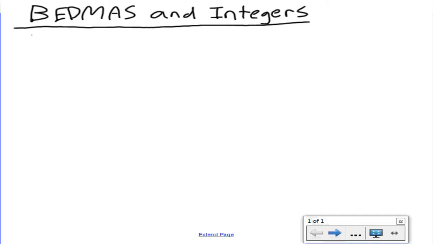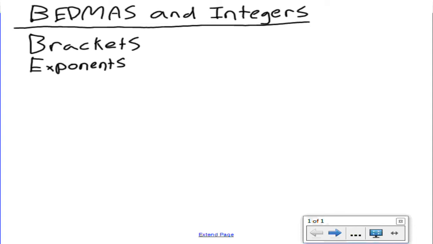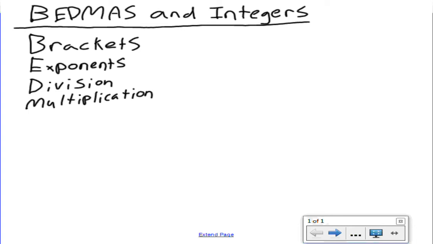BEDMAS stands for brackets, exponents, division, multiplication, addition and subtraction.